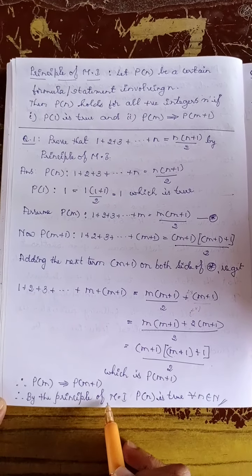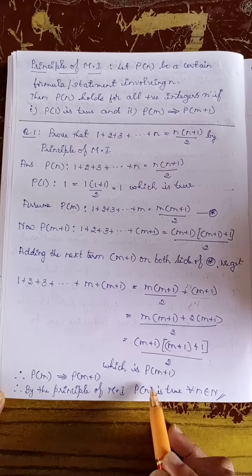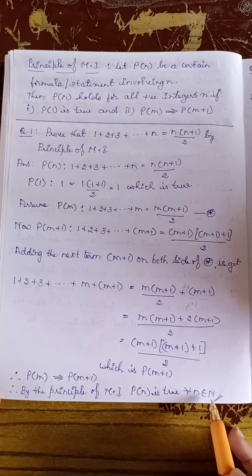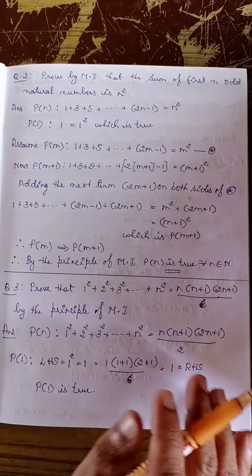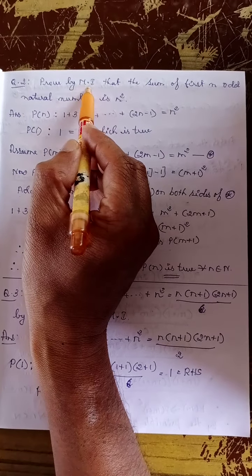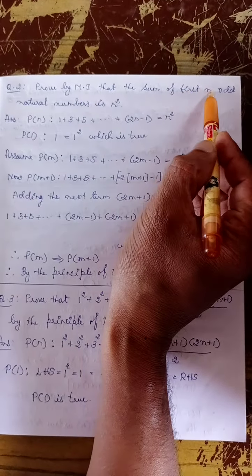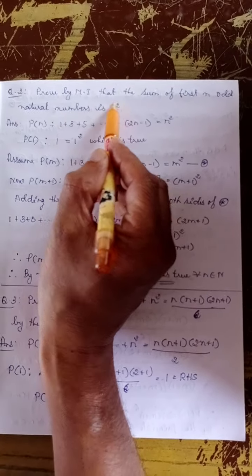Therefore by the principle of mathematical induction, p of n, the given statement, is true for all n belonging to N. Next question: prove by mathematical induction that the sum of the first n odd natural numbers is n square.